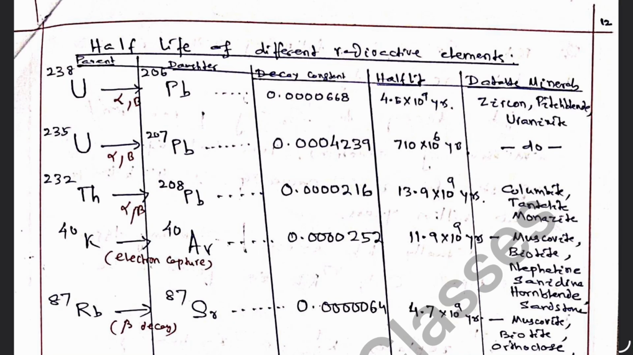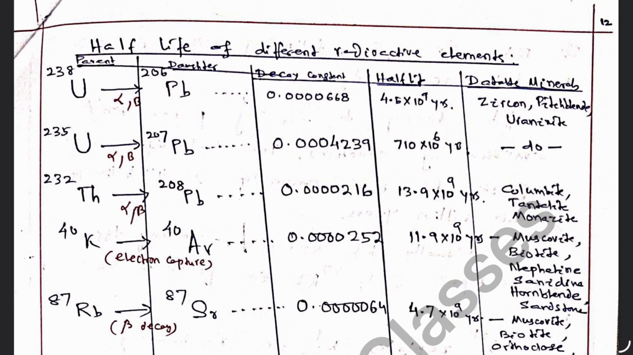Now I provide the data about the half-life period of some of the elements which undergo decay and help in finding the age of the rocks from the presence of daughter elements and parent elements in the rock specimens. So let us discuss the half-life periods.